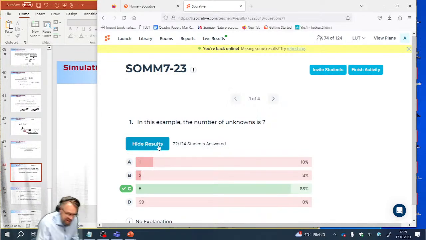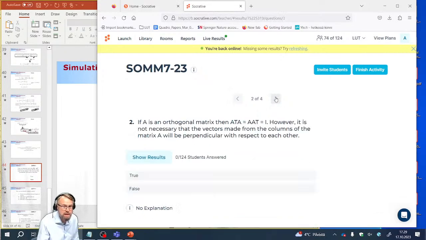Now the next one is what I just asked. If A is an orthogonal matrix, however, it is not necessary. Is this a true statement or a false statement?